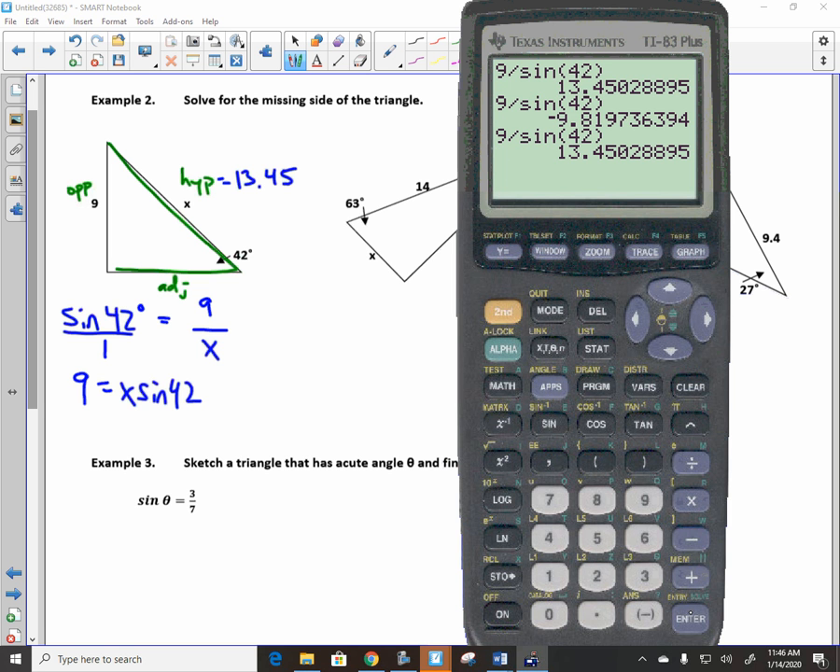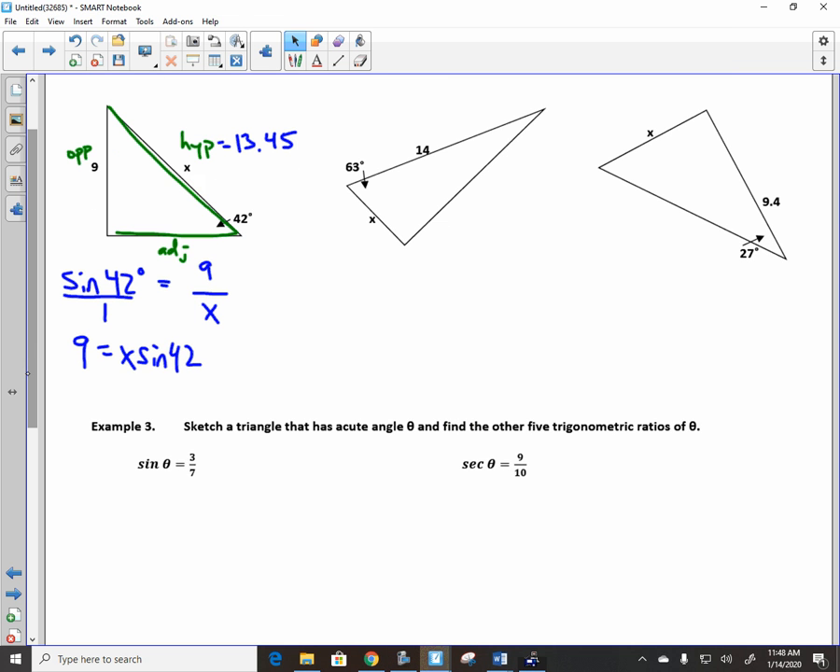Go ahead, please try the next 2 examples on your own. See if you can appropriately choose sine, cosine, or tangent and solve for the missing side. Go ahead. Okay, folks, we're going to go over this. We're going to go straight to your assignment, okay?